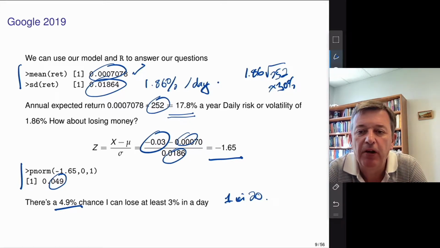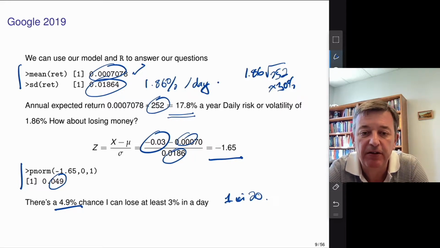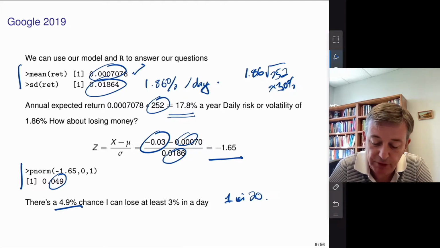So a simple model which doesn't 100% empirically fit the data, but it gives you a good sense of what would happen if you invested your money into Google stock, in terms of the expected return I expect to make, in terms of the volatility risk I'm taking, and in terms of what's known as value at risk. What's the odds of a 3% drawdown?